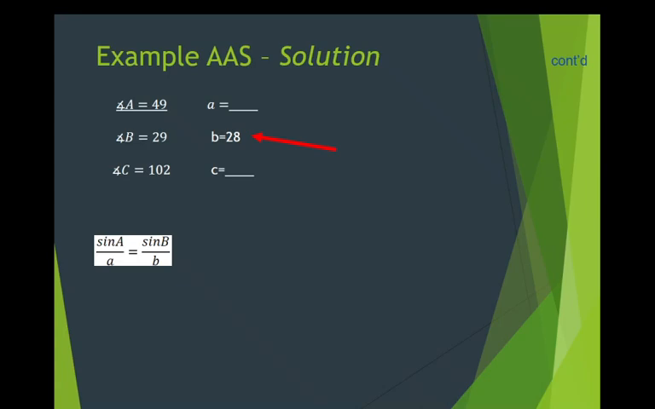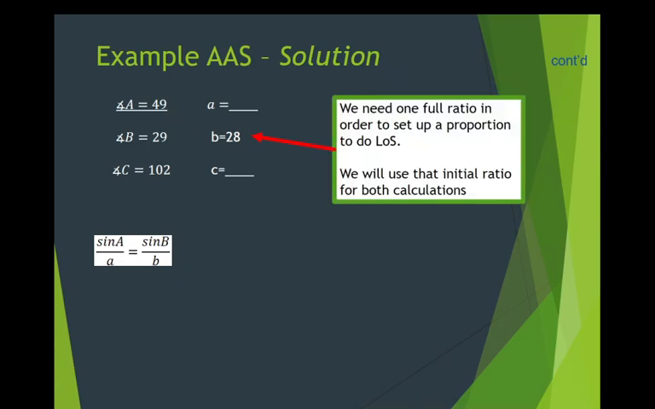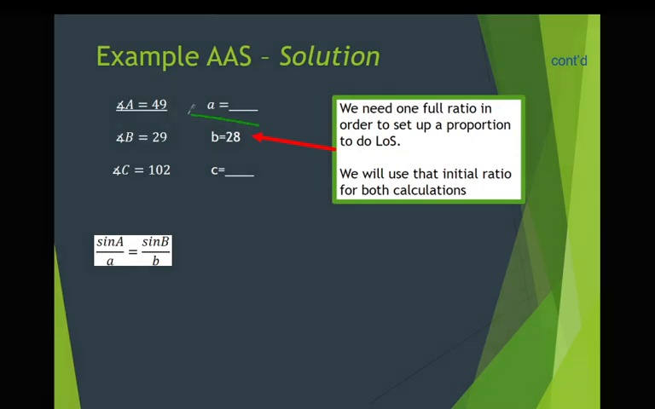Now, to do law of sines, you need one full ratio in order to set up my proportion. We're going to use that initial ratio for both calculations. That's the other reason why I tell you to set it up this way, because this value right here is my given ratio. I'm going to use that ratio for both calculations to find side A and side C so that I'm consistent. And then I'll tell you another reason in just a minute.